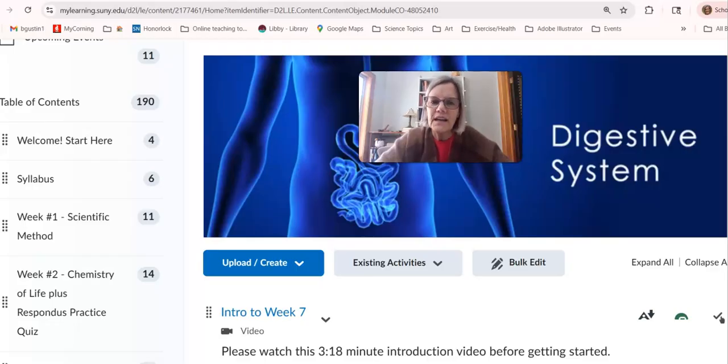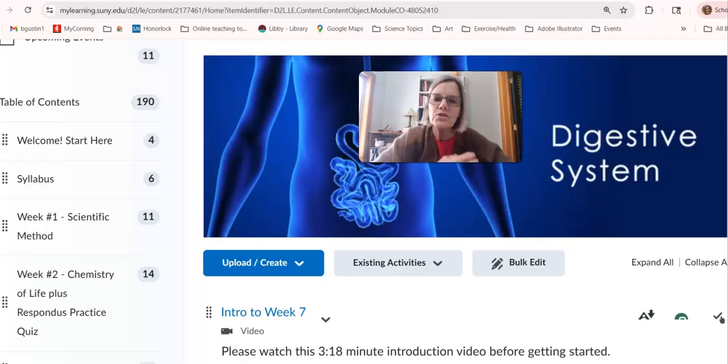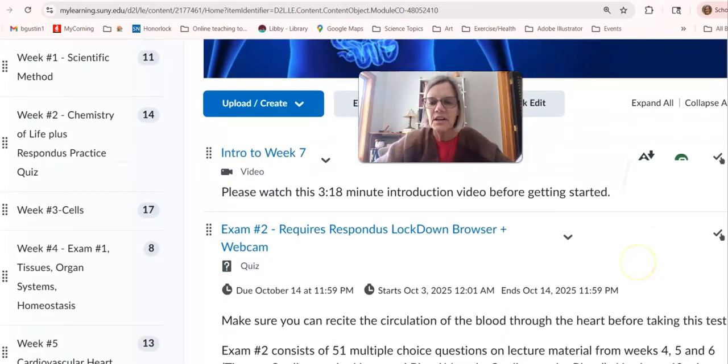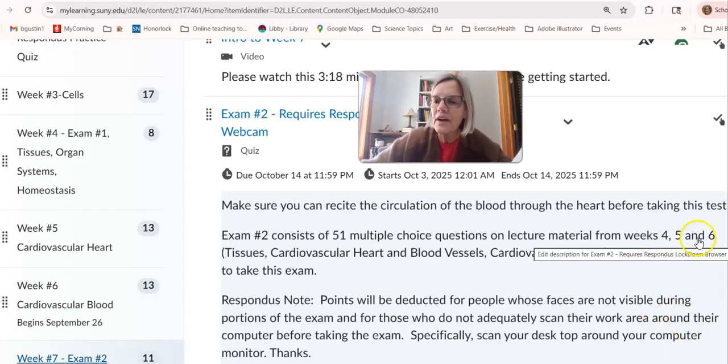You should have already watched the lecture videos and taken notes. Now you can write those notes right on this handout, or you could have written them on a separate piece of paper. Either way, you want to cover up your notes as you're looking at the learning outcomes. Now, for this exam, it says down here under exam number 2 that we're going to be looking at weeks 4, 5, and 6.